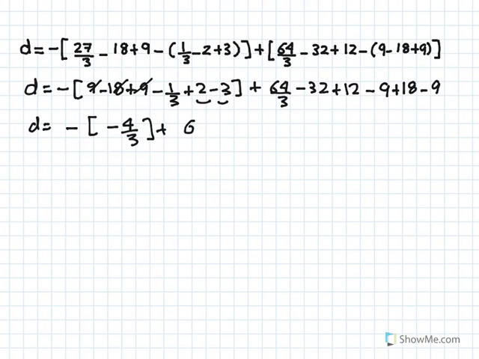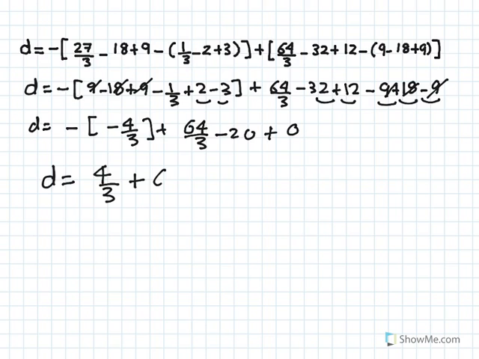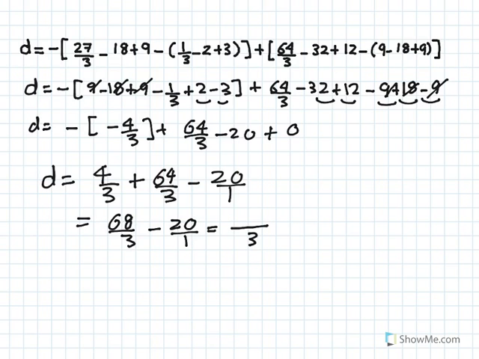Plus, and here we have 64 over 3. And 12 minus 32 is minus 20. 18 minus 9 is 9 minus 9. That's all going to cancel out to 0. So the distance is going to be 4/3 plus 64 over 3 minus 20 over 1. So that's going to be 68 over 3 minus 20 over 1. Common denominator of 3. 3 goes into 3 one time, that's 68. 3 goes into 1 3 times 20, that's 60. The answer is 8 over 3 meters. This is the distance traveled by the skateboarder over the time interval 1 to 4.